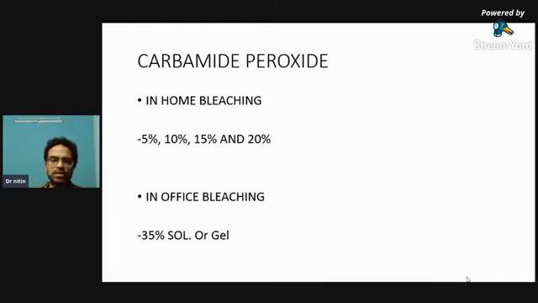That is 5%, 10%, 15%, 20%. And in-office bleach usually has a high concentration of around 35% in the form of solution or gel. So in home bleaching you will find the composition is more of carbamide peroxide, which ranges from 10 to 20%, depending.